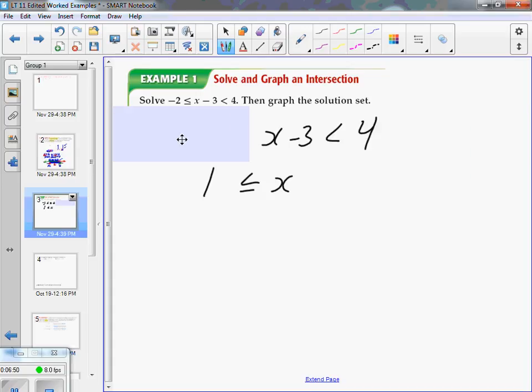Now I'm going to pretend that part's not there. What would I do to solve that? I'd add 3 to both sides. I've already added it to the x minus 3. Add it to the 4. I'm done. That's the solution.